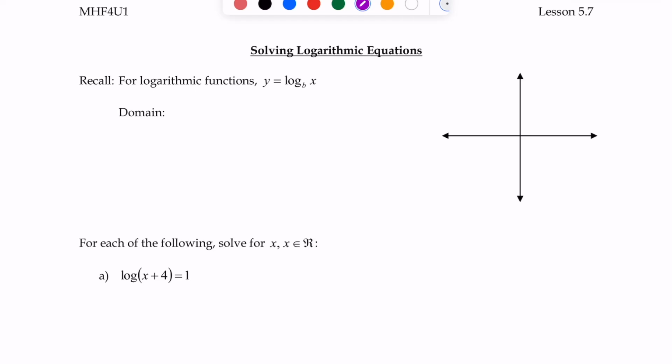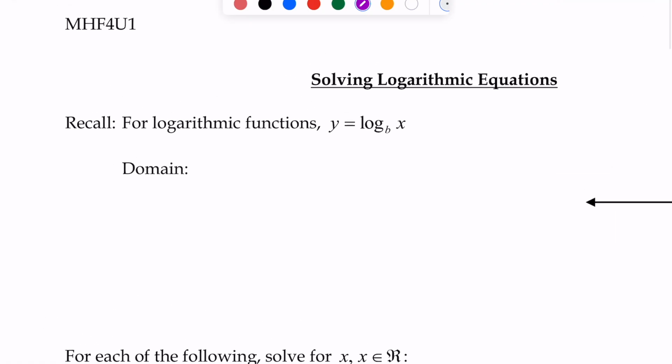Okay, so lesson 5.7, we are talking about solving logarithmic equations. Whenever in math we talk about solving, what we are doing is solving for the unknown x, or just whatever the unknown is. I am giving you some number on the left-hand side, and I am saying rearrange the problem and find this unknown. That's what it means to solve an equation.